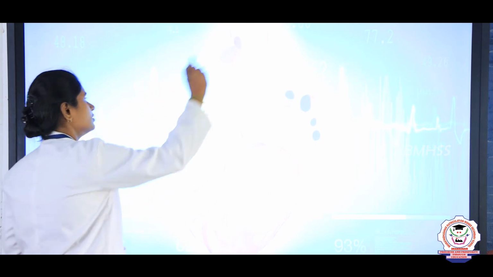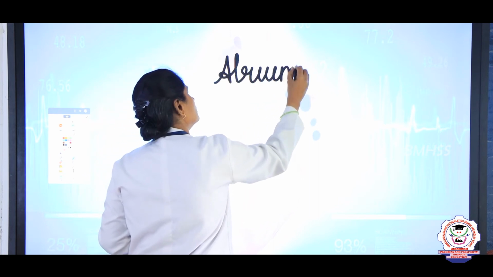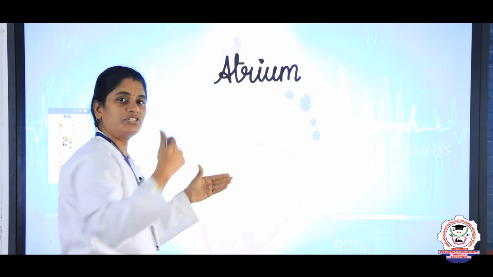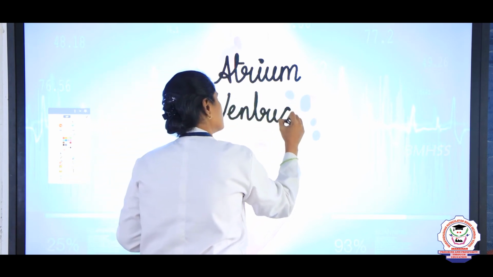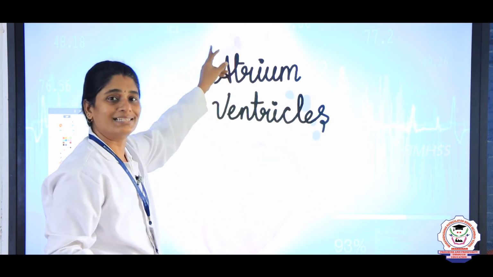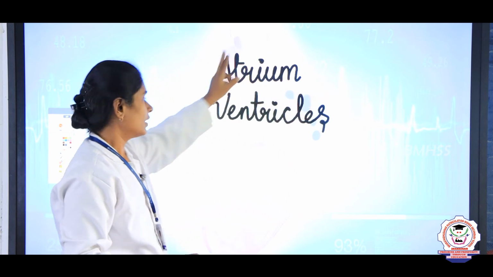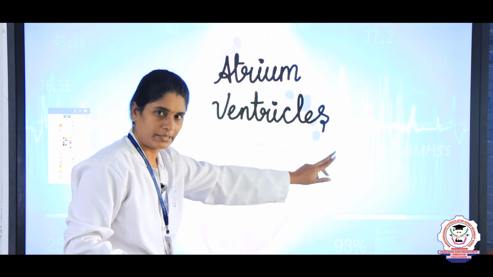Right. So, in this, what are all the things that we learned? The first one we learned: there are 4 chambers. The top chambers are known as atria, and the bottom chambers are known as ventricles. The right side top is the right atrium, the left side is the left atrium, the right bottom is the right ventricle, and the left side is the left ventricle, right.